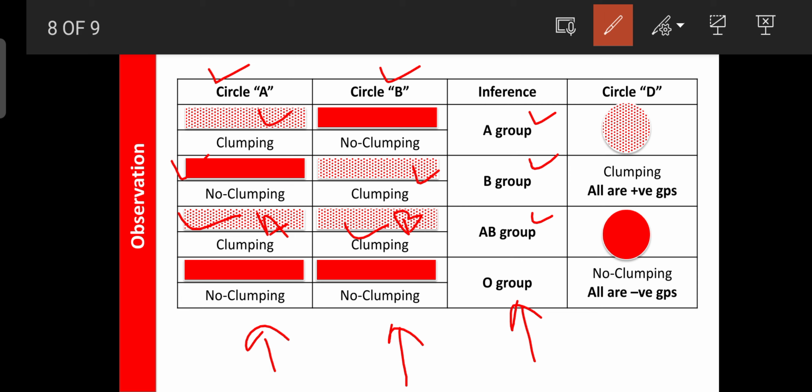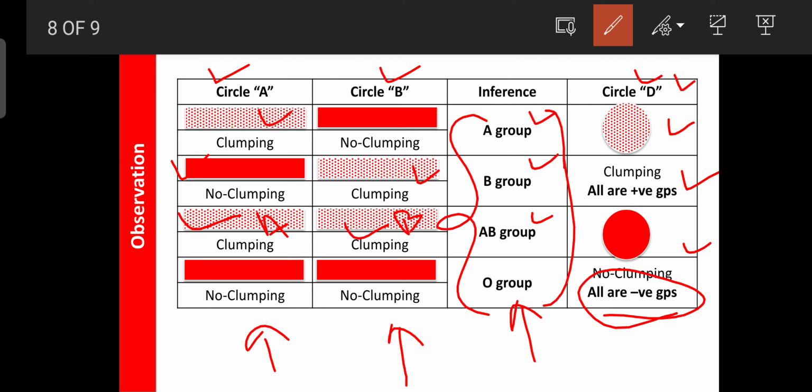After that you note down circle D. If clumping occurs in circle D, then that blood group is positive. If no clumping occurs in circle D, then the blood group is negative. So circle D is helpful to denote whether it is a positive or negative blood group. Circle A is helpful for the determination of antigen A, and circle B is helpful for the determination of antigen B.